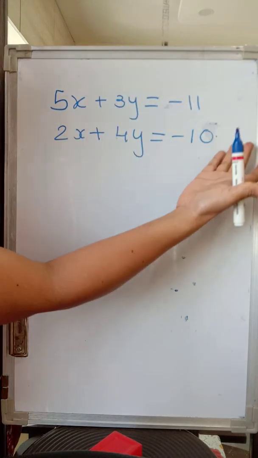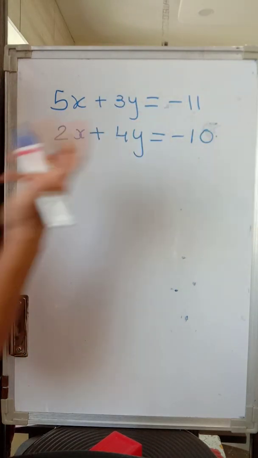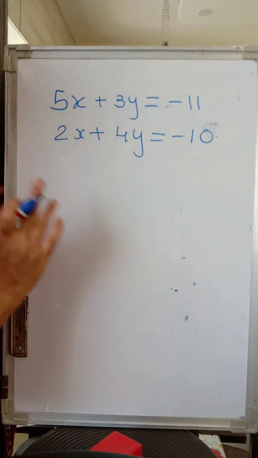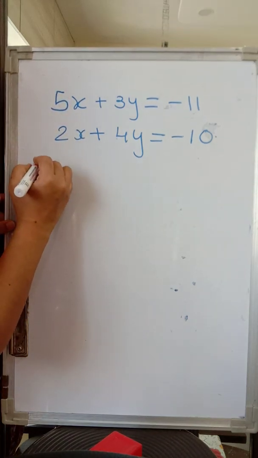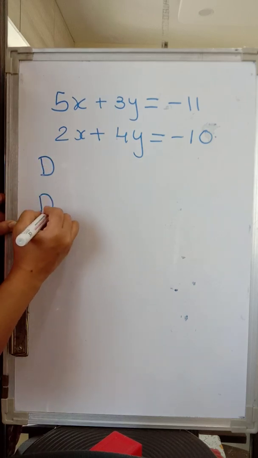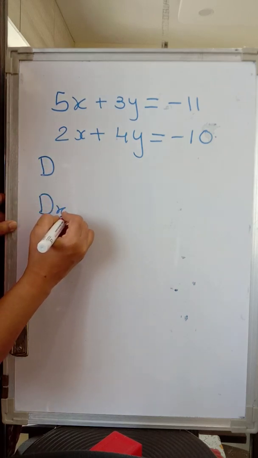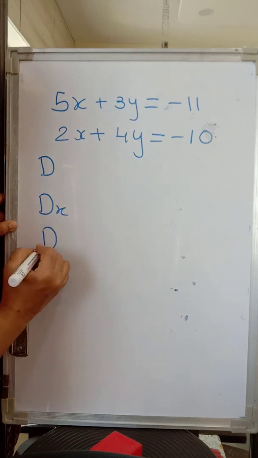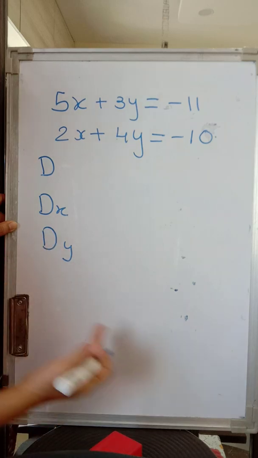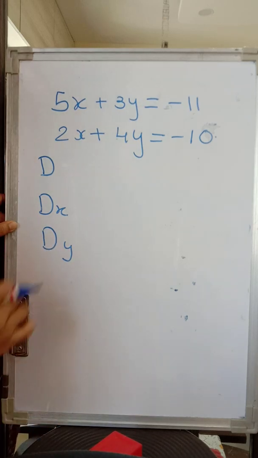Here they are already on the right hand side, so you don't have to do any conversions. Now let us start. In this method, first let me tell you, we have to find the value of determinant d, determinant dx, and determinant dy. Once we get these three, then I will tell you how to find x and y. So first let us see what we mean by d.